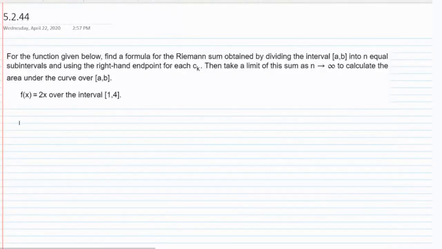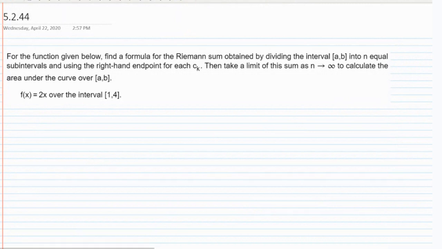Okay, so it says, for the function given below, find a formula for the Riemann sum obtained by dividing the interval AB into n equal subintervals and using the right-hand endpoint for each c sub k. Then take a limit of this sum as n approaches infinity to calculate the area under the curve over AB.